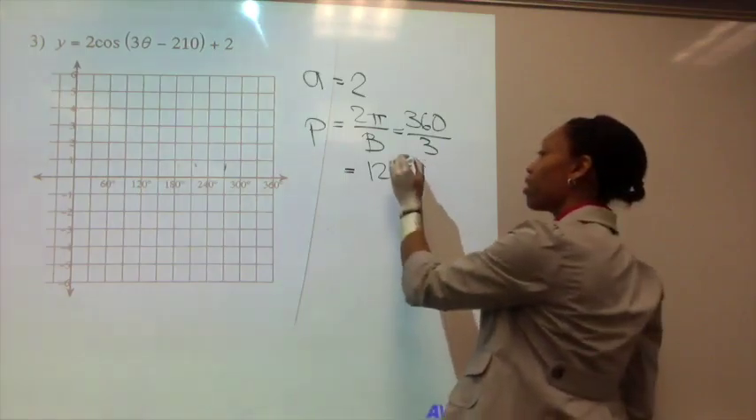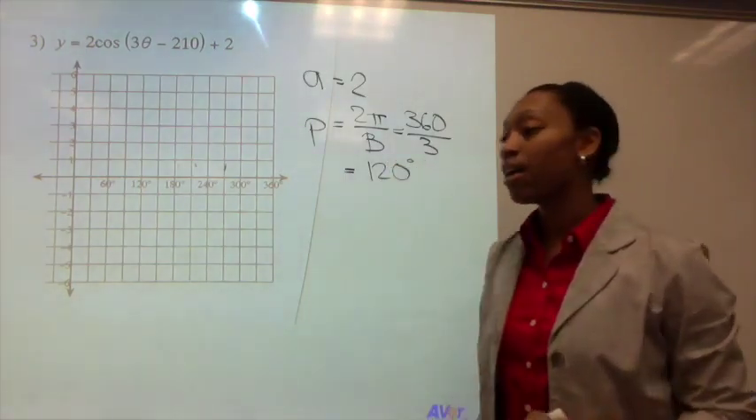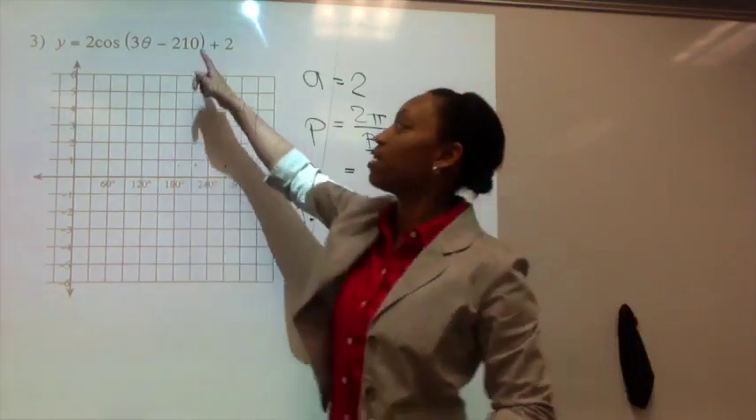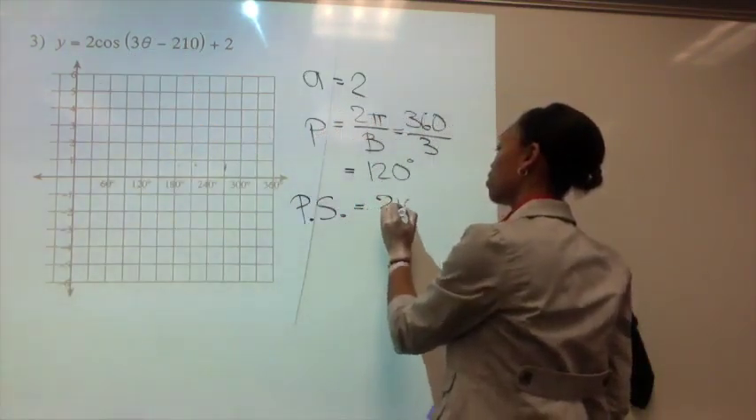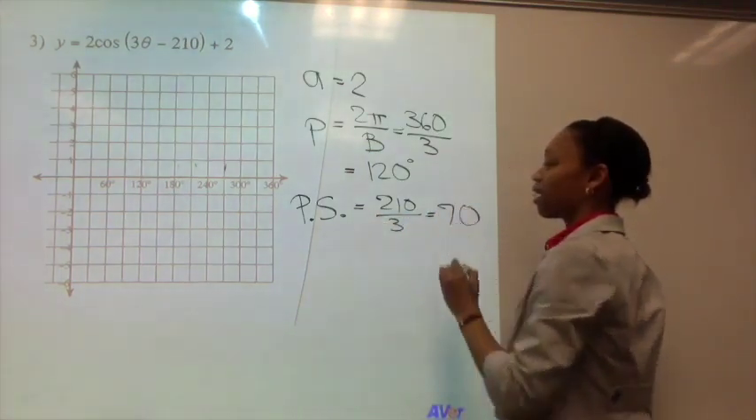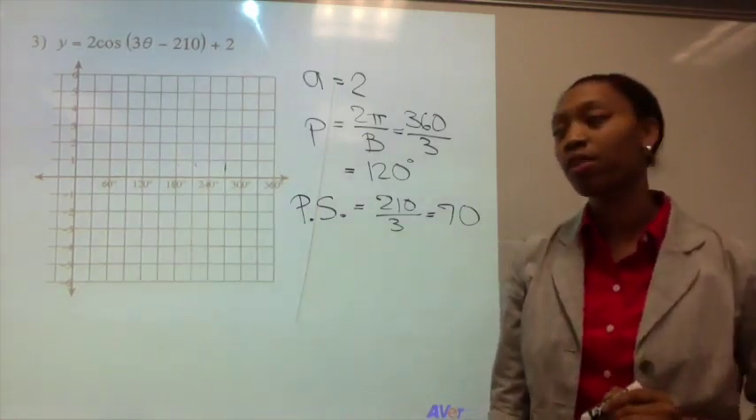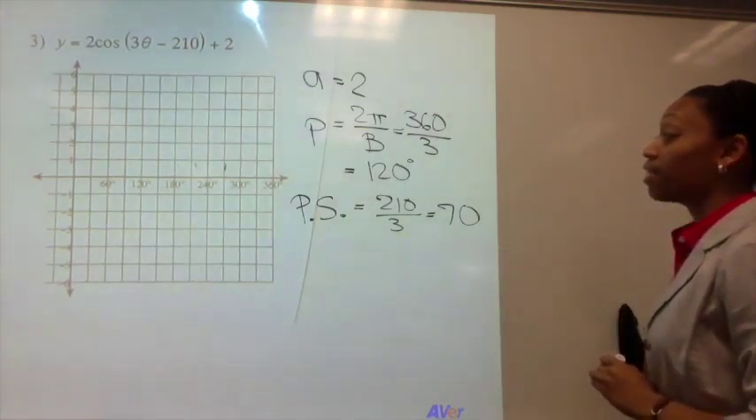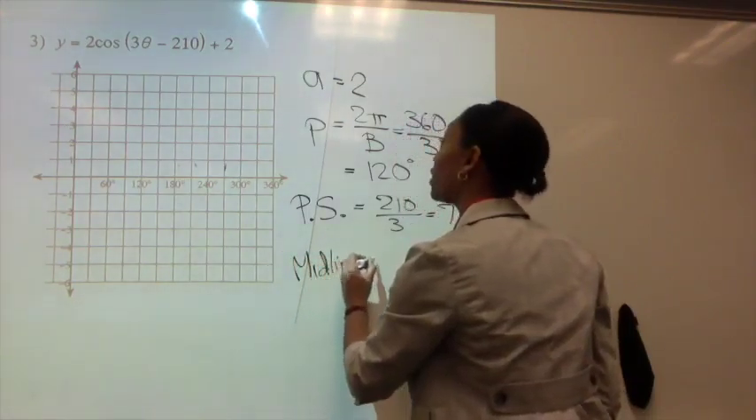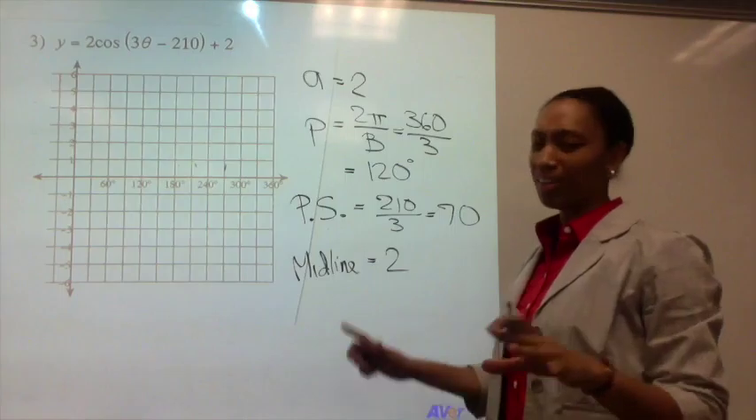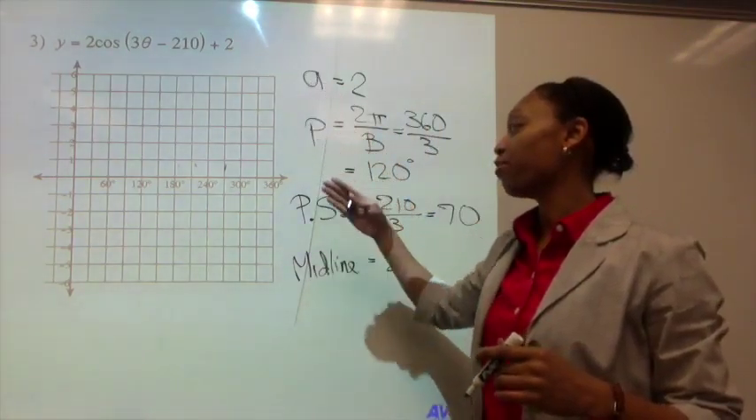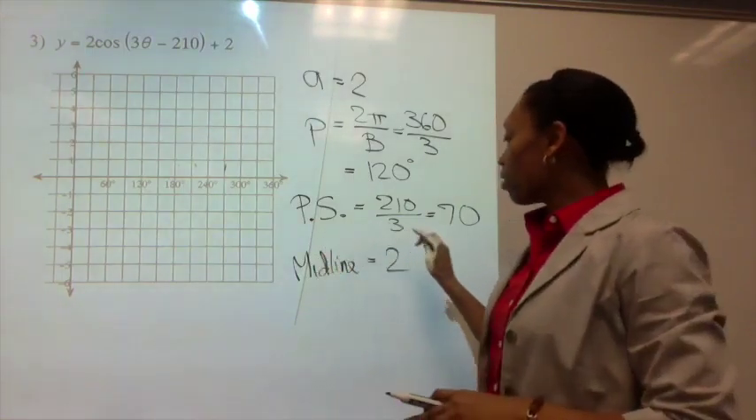Now let's find the phase shift. The phase shift is going to be c over b, so that's 210 over 3. 3 goes into 21 7 times. That's 70 degrees for our phase shift. And the midline is at 2. Now, every time you're doing these problems in your homework, I want you to list out the amplitude, period, phase shift, and midline. Okay? All right, so let's go ahead and graph it.